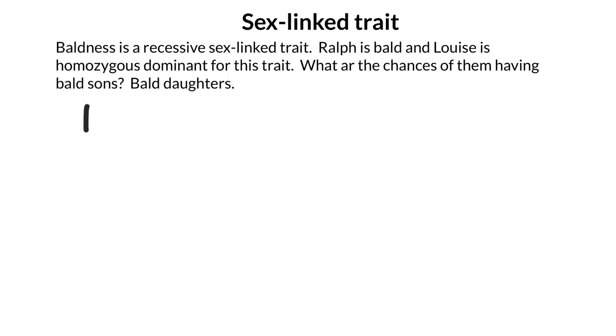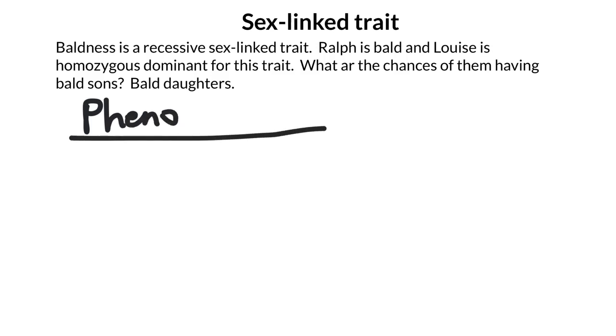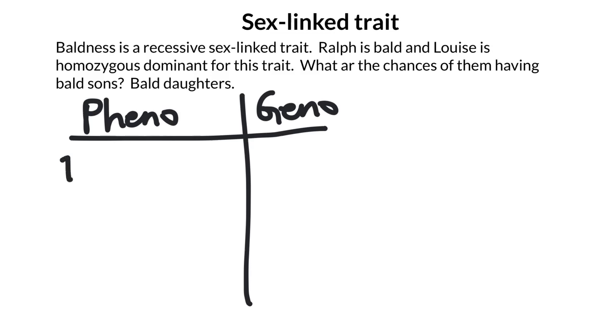But we'll go ahead and make that same chart that we always do, phenotype and genotype. And again, let's go ahead and write down all the possibilities and then we'll get to the story. So for phenotype, we got to keep track of females and males. Let's do the females first. The two choices for females are you could be a bald female or you can be not bald female.